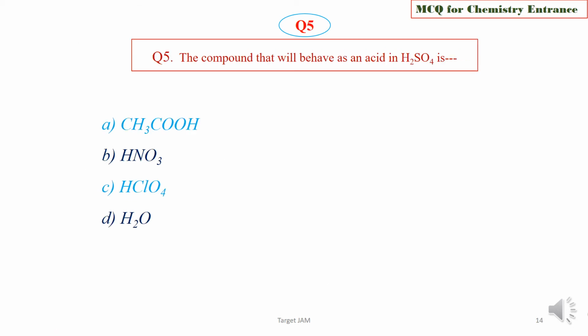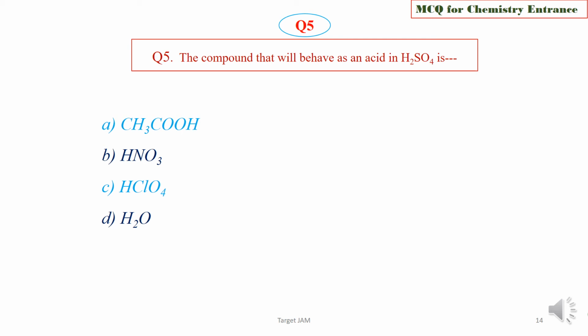Question 5. The compound that will behave as an acid in H2SO4 is CH3COOH, or nitric acid, or perchloric acid, or H2O. Among these four, which one will behave as an acid in sulfuric acid?